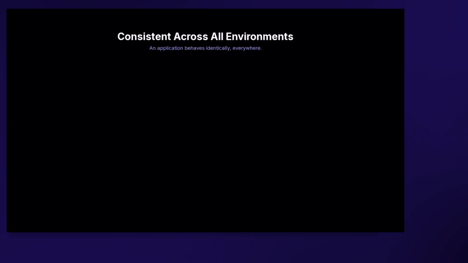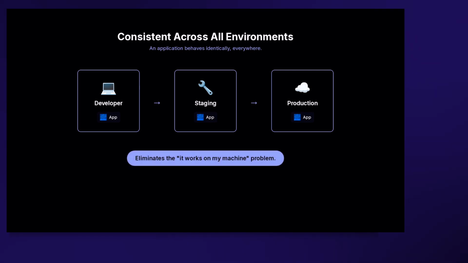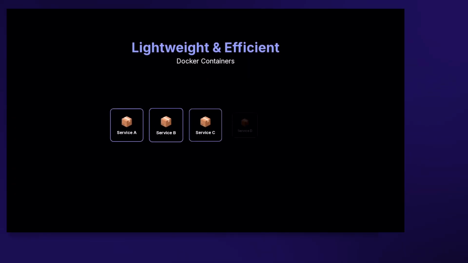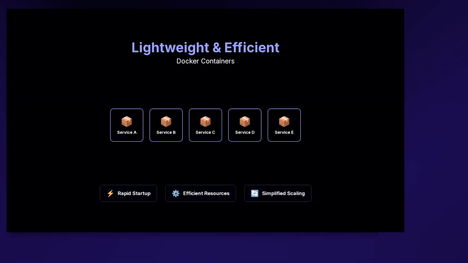This consistent approach ensures that an application behaves identically across various environments, from a developer's local machine to staging and production servers. This effectively eliminates the classic "it works on my machine" problem, fostering greater collaboration and predictability in the development lifecycle. Docker containers are renowned for being lightweight and incredibly efficient, providing a consistent runtime environment that significantly simplifies both deployment and scaling processes.